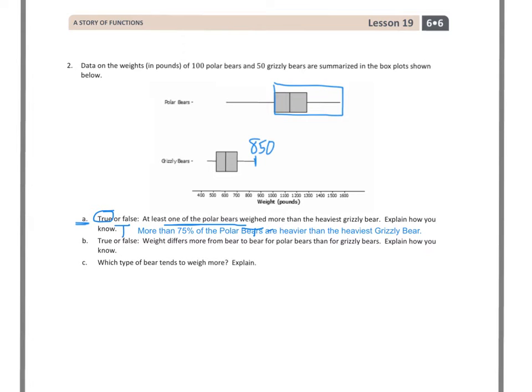Now for B, it says true or false, weight differs more from bear to bear for polar bears than for grizzly bears. So we don't have the data really to show every data point for the 100 polar bears and the 50 grizzly bears. That would help us quite a bit, but with our 5 points, we can kind of make an assumption on this. The first part is the distance between our 5 data points for polar bears are much more spread out than for the grizzly bear. So that's one piece. And then the other piece is if you look at the middle part of the data, the spread here, or the interquartile range, is roughly 180.